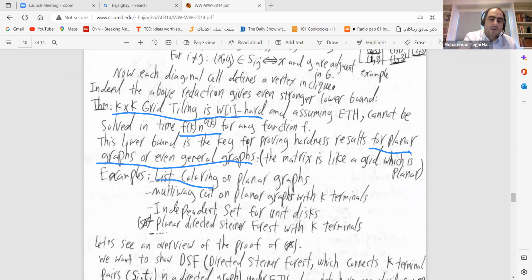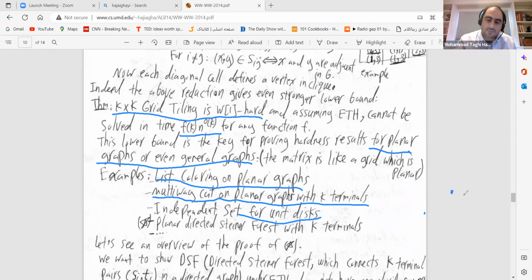List coloring on planar graphs. Multiway cut on planar graphs with k terminals. Independent set for unit disk graphs. Unit disk graphs are also very similar to planar graphs. It is like unit disk graphs or disk graphs.